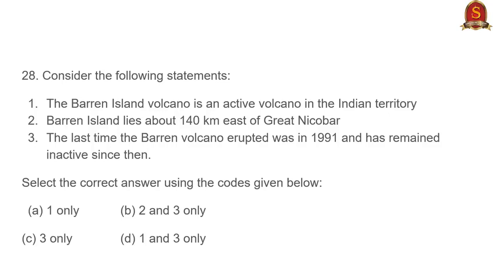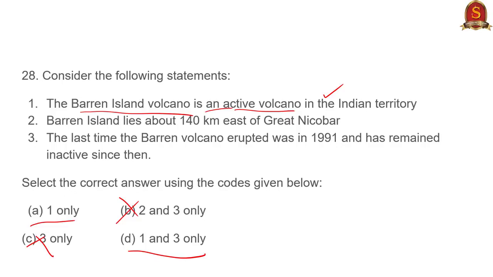Moving to question 28, consider the following statements. The Barren Island volcano is an active volcano in the Indian territory. Sounds fine. This is one of the important statements given in NCERT. So if you know the first statement itself, you know that the answer will have to be between A and D. Need not worry about options B and C at all. This is not required. And this is the first statement which is given in your NCERT. Like, this is the most preliminary discussion.